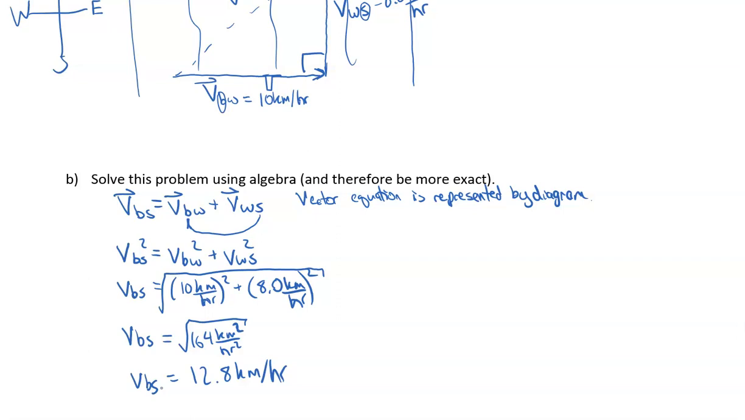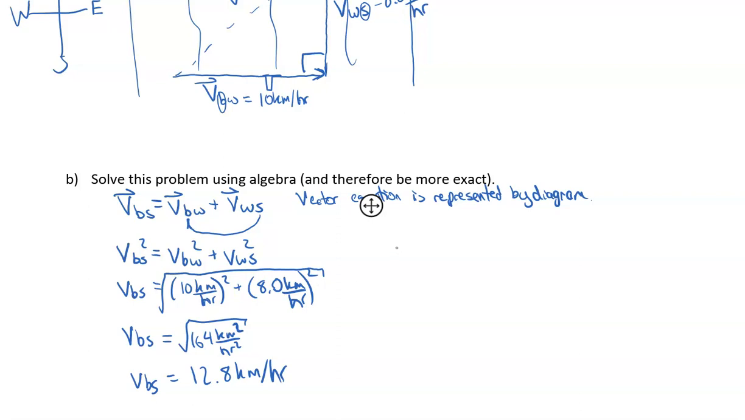The other thing that we're noticing here is that we're not taking the positive or negative square root when we're solving for the boat relative to the shore. This has to be a positive value in terms of a length or a speed here. So we're just going to assume the positive.